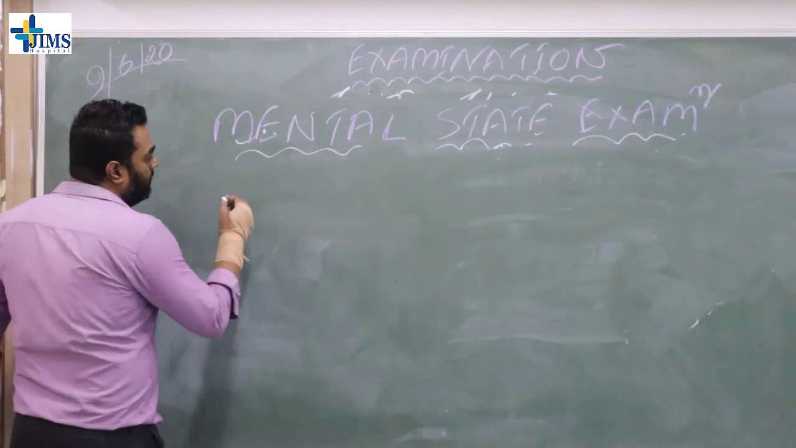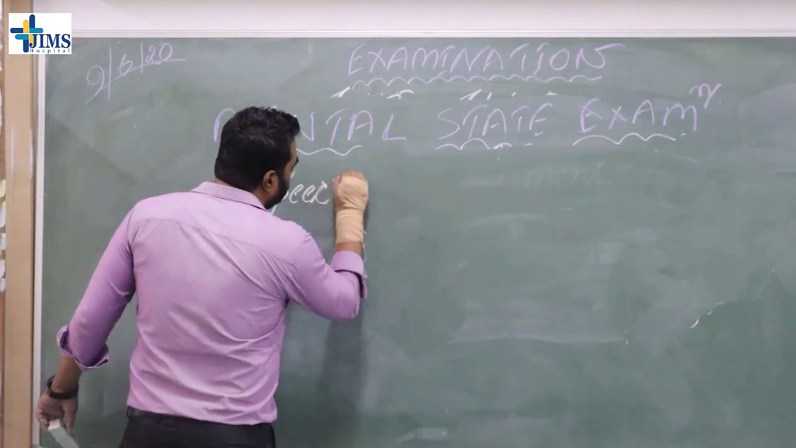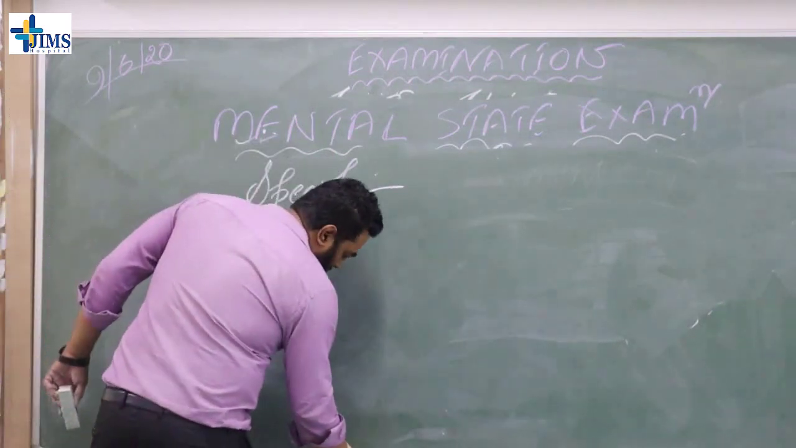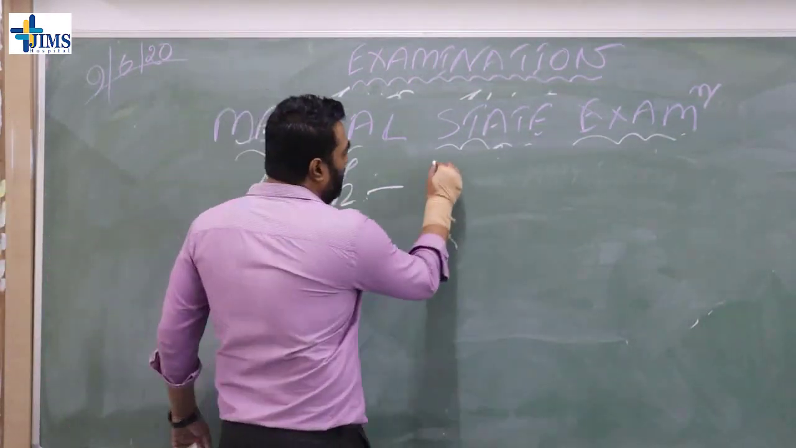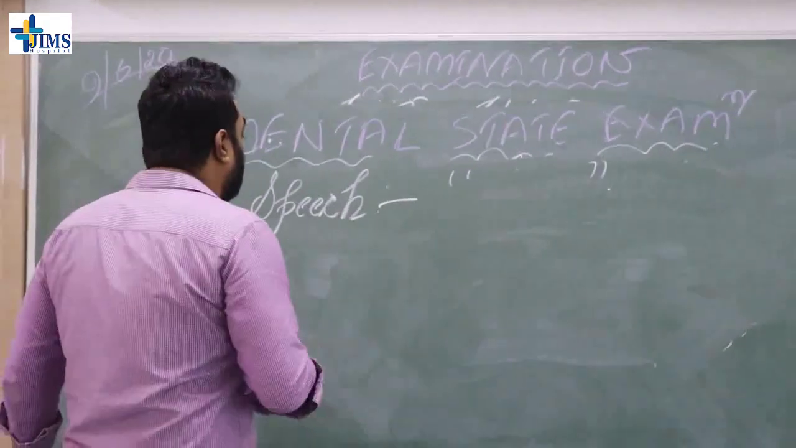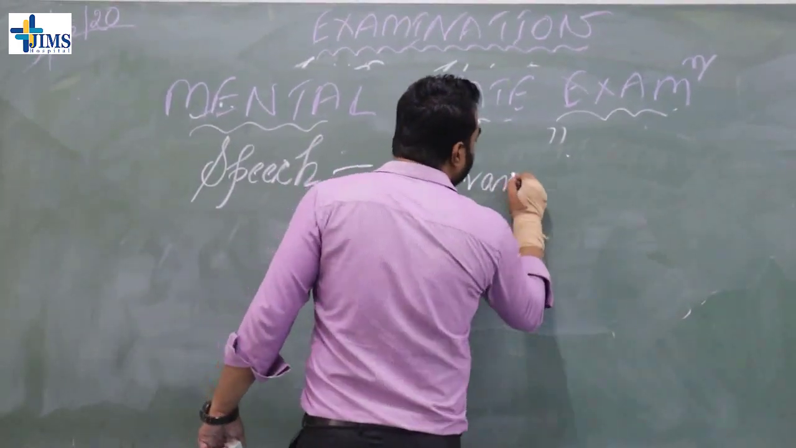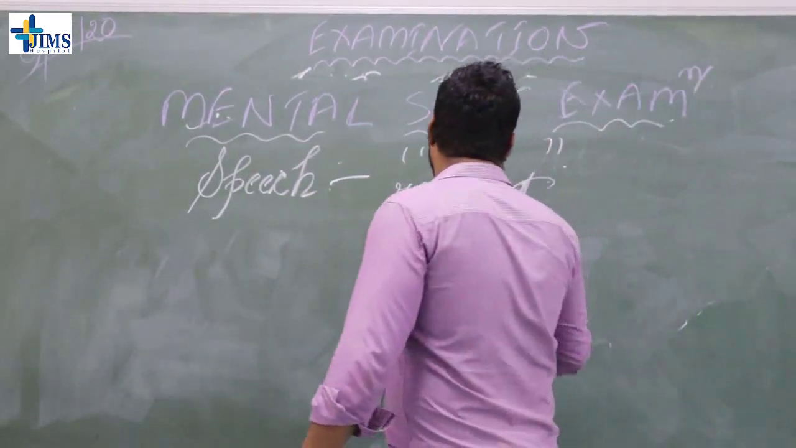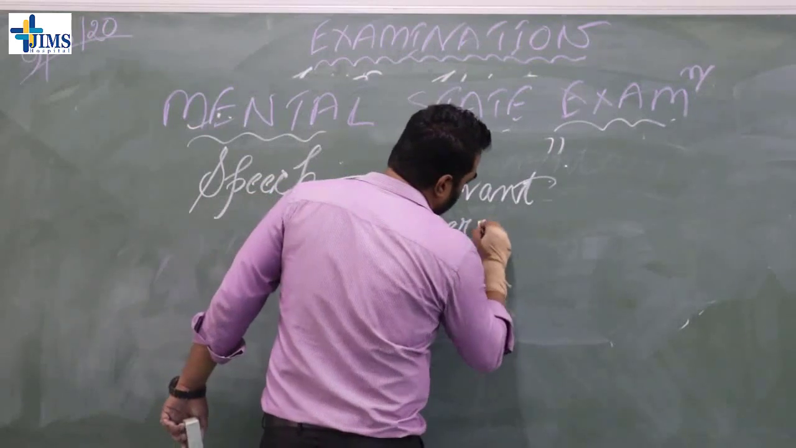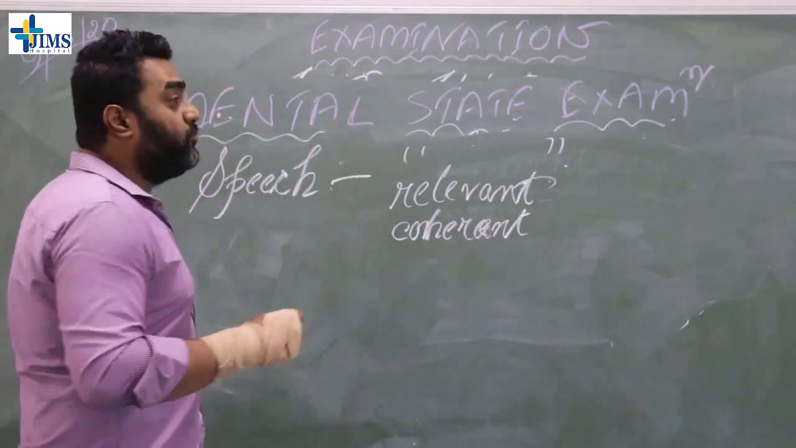Now we'll come to speech. Once the patient starts opening his mouth, we should note down his speech sample basically. We should give a speech sample and then explain what it is. We should write whether the patient's speech was relevant or not, coherent or not, whether you have understood what the patient has actually tried to convey to you.